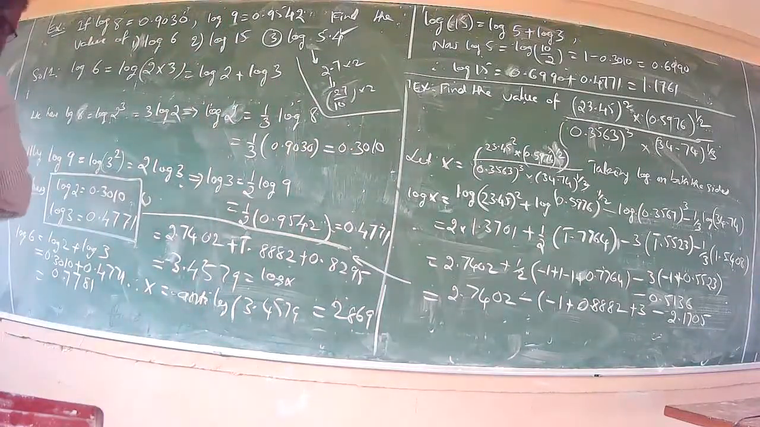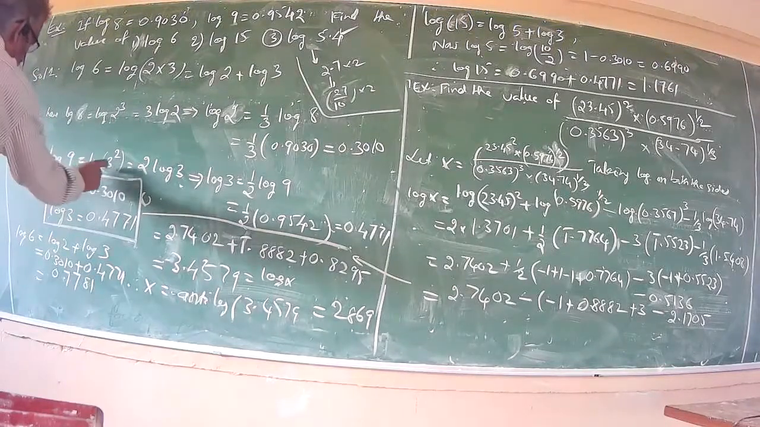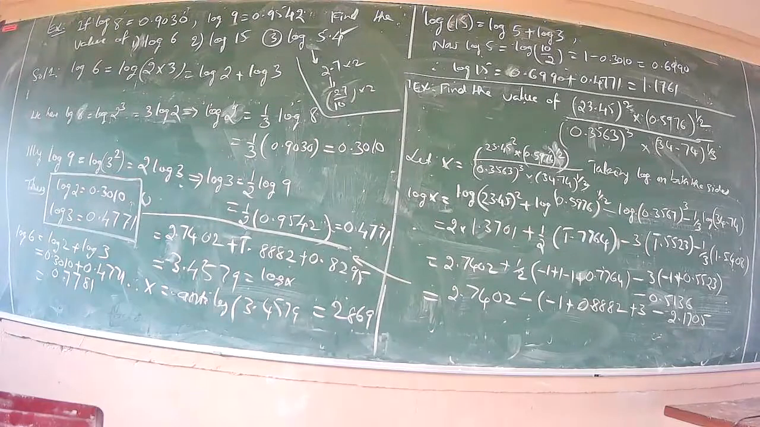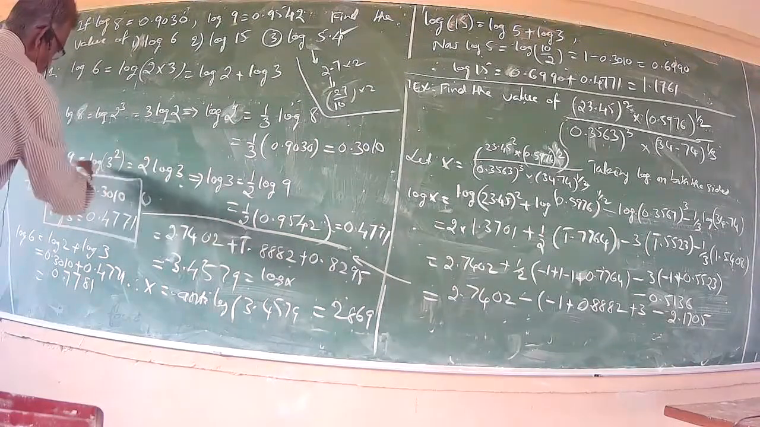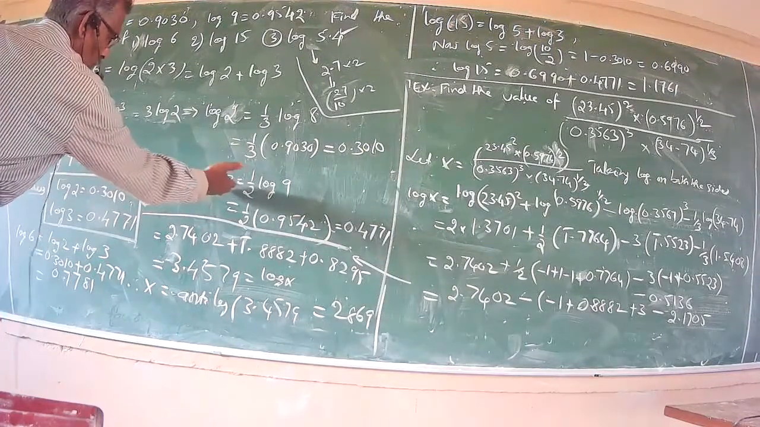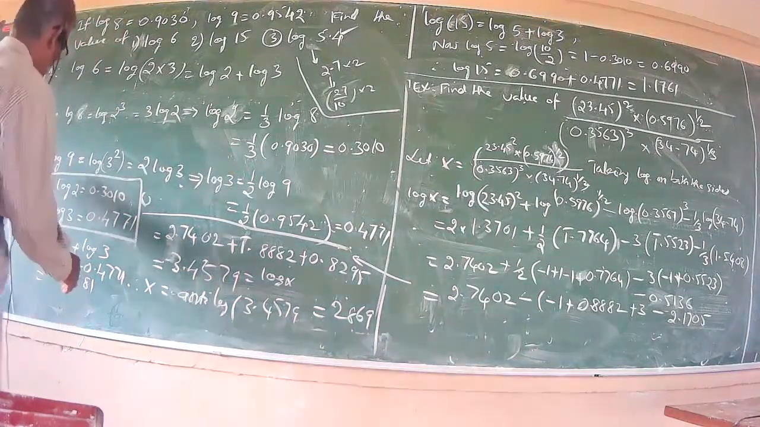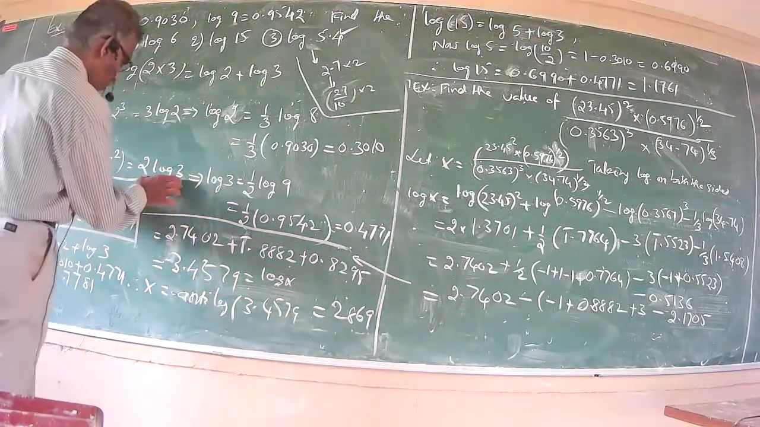Similarly, log of 9. I can split this as log of 3 squared. 9 means 3 squared. So again applying the logarithm rule, this becomes 2 into log of 3. So log of 9 equal to 2 into log of 3.